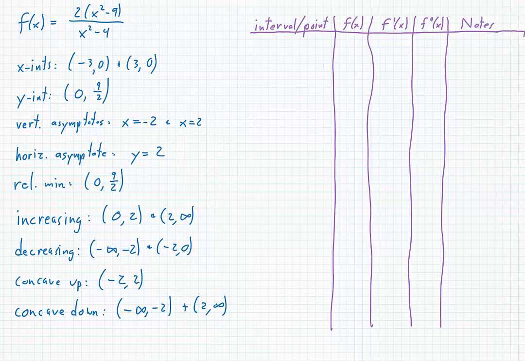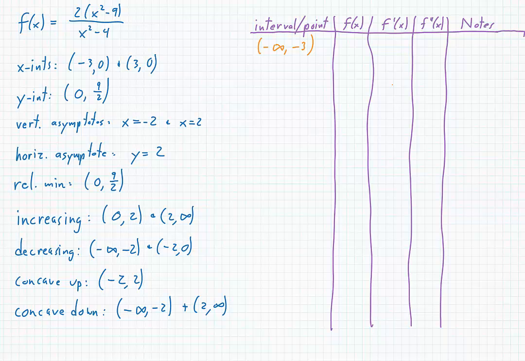So the first thing I'm going to do is scan through the information we have here and look for the most negative value I see. And the most negative value I see is negative 3. So I'm going to let my first interval run from negative infinity to negative 3.